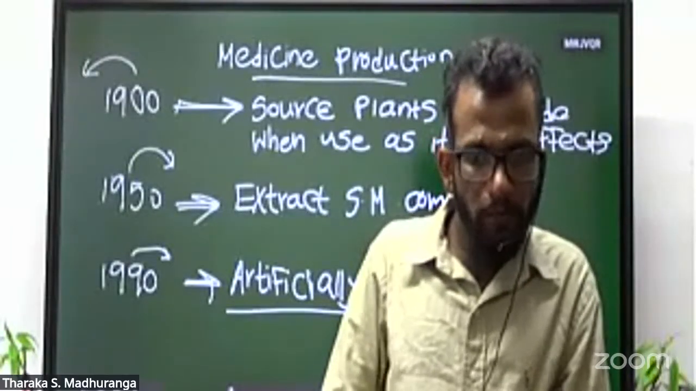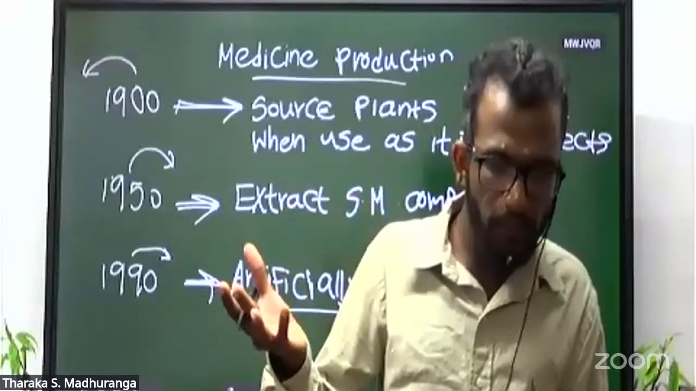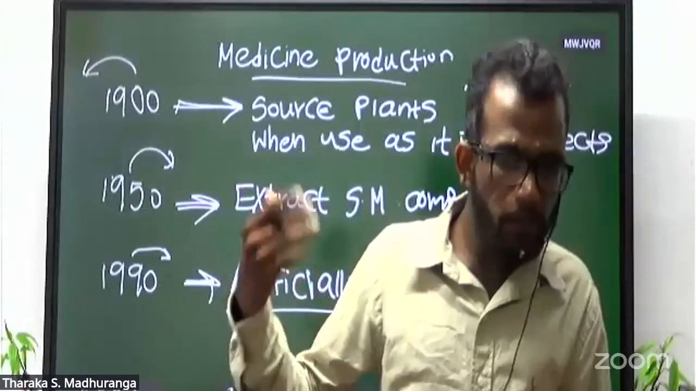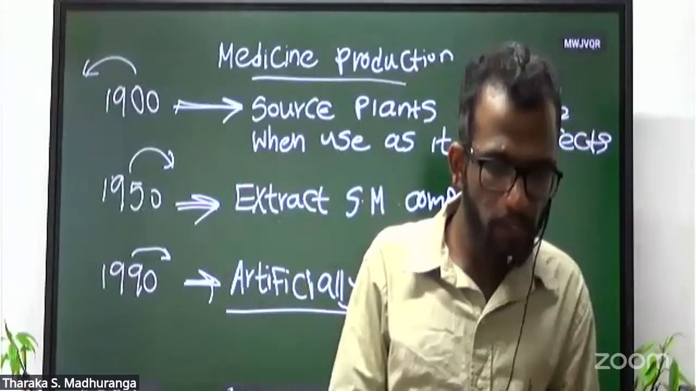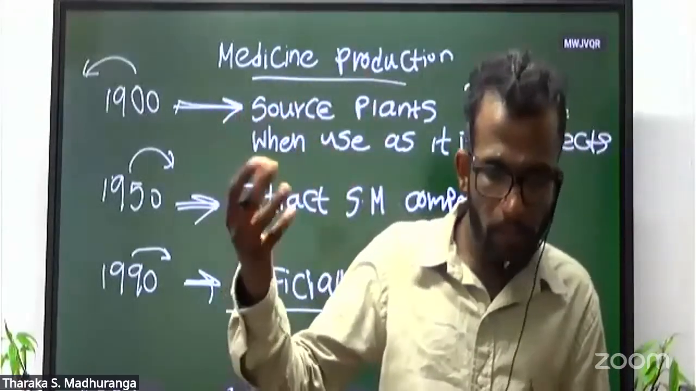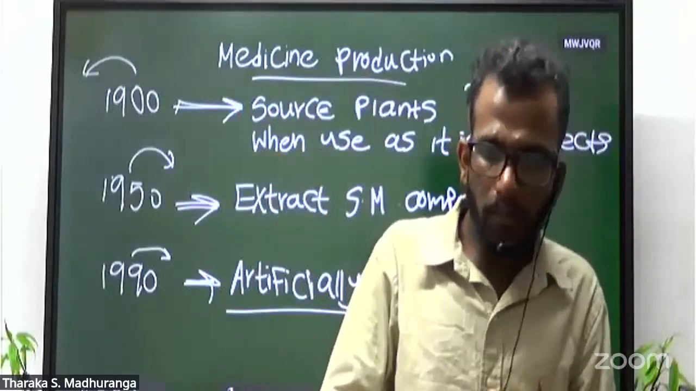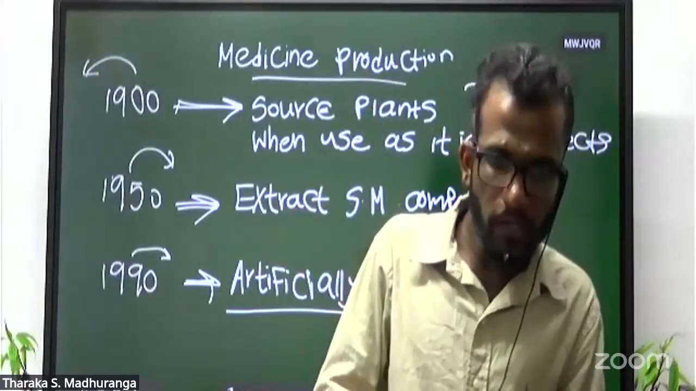Nowadays we don't use plant material or secondary metabolites extracted from plants for medicine production. We observe the molecular structure of these secondary metabolite compounds, and we produce them artificially by technology.